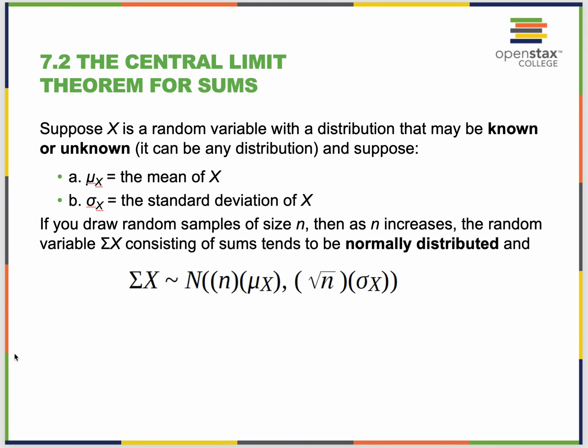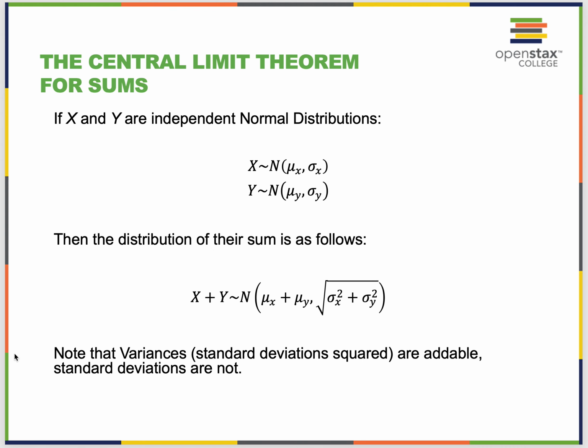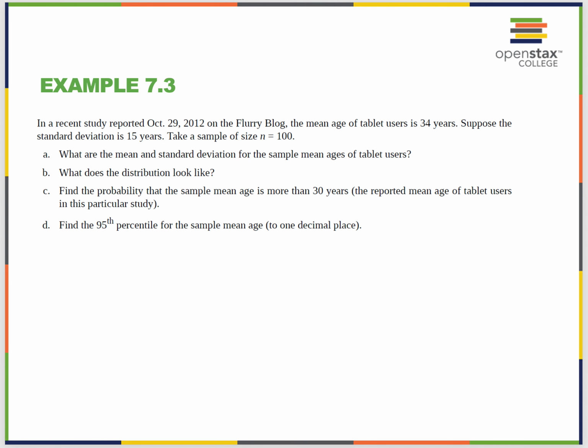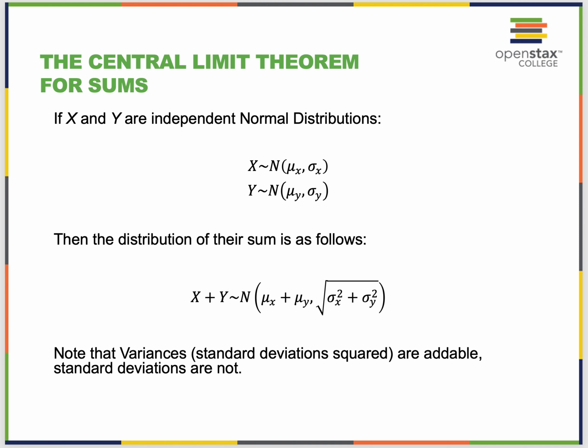Okay. Now we go to the central limit theorem for sums. And really, I meant to have this slide first, so let me fix this. Now that slide is first. If we go back to example 6.3, let's go to the central limit theorem for sums. Let's say X and Y are two independent normal distributions. Independent is the most important part. X has a normal distribution with mu of x and sigma sub x, and Y has a normal distribution with mu of y and a standard deviation sigma sub y. Then the distribution of their sums is as follows.